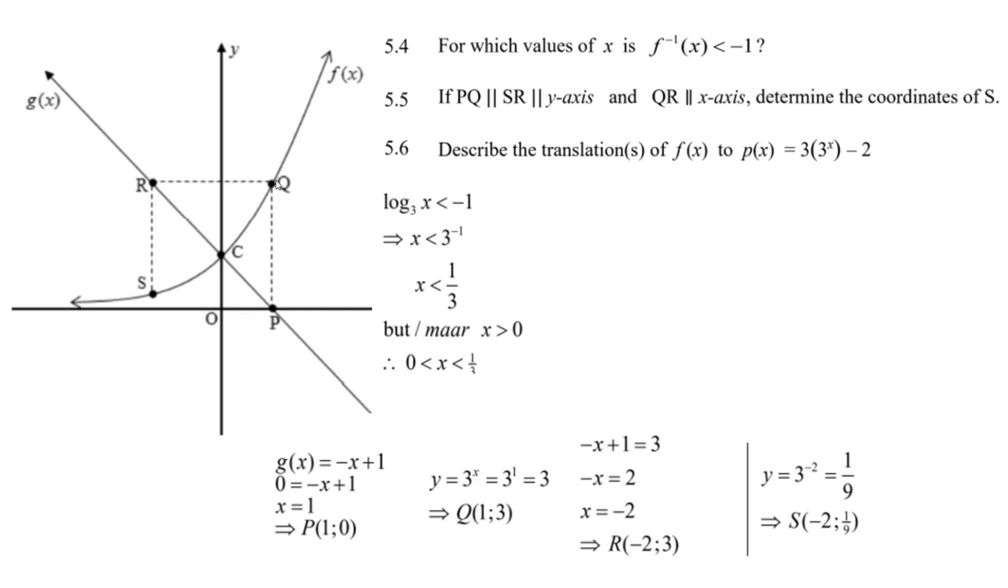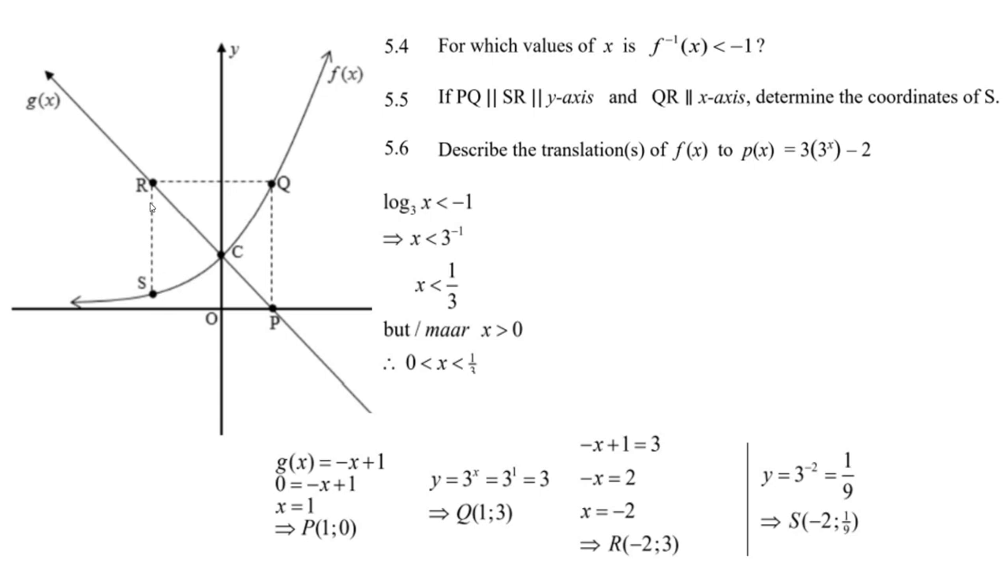Now look at this game. We're going to go over to R now. We know that the y coordinate is 3, so the y coordinate must be 3 here. So all we do is take the line minus x plus 1 and put 3 in for y. Okay, you're going to get 2 minus x equals 2, so x equals minus 2. Well, now we've got R. So we went from P to Q to R.